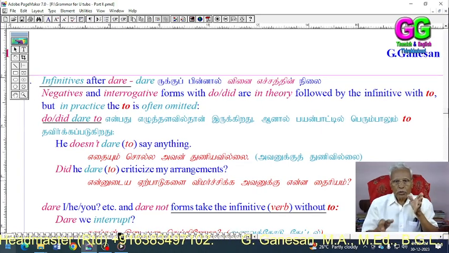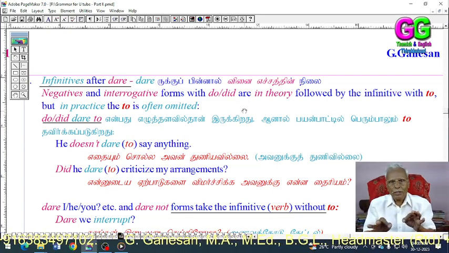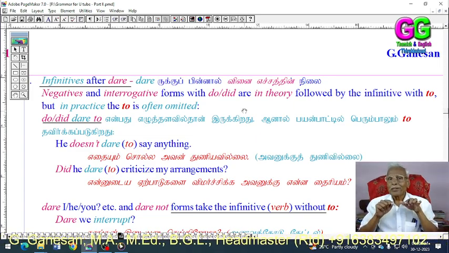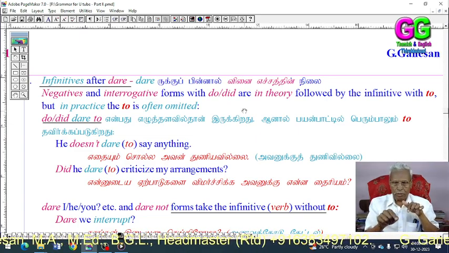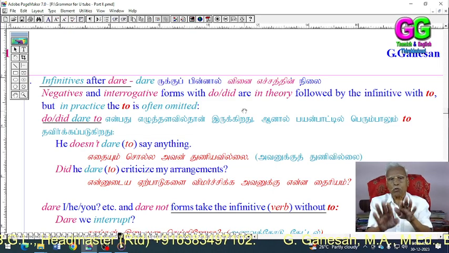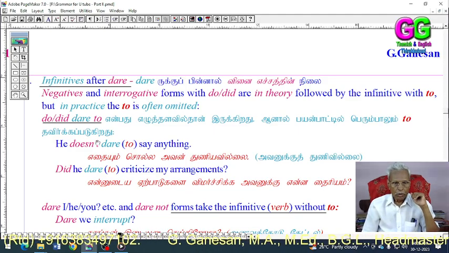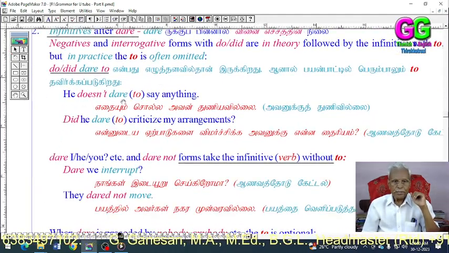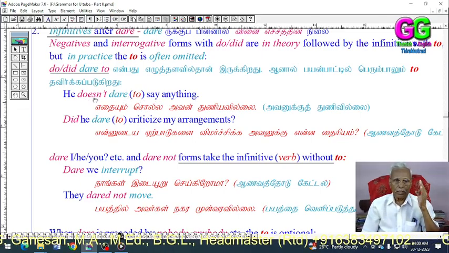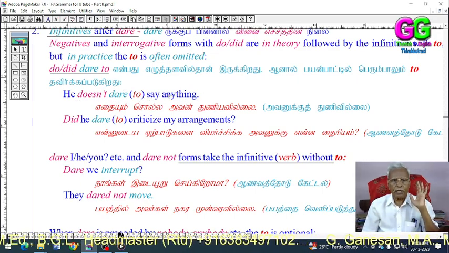Dear students, the infinitive to after dare is used only in theory, in book writing. In actual use, in practice, it is often omitted in speech. He doesn't dare say anything. Or he doesn't dare to say anything. But the to is often omitted. He doesn't dare say anything.